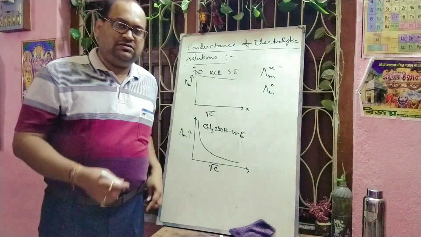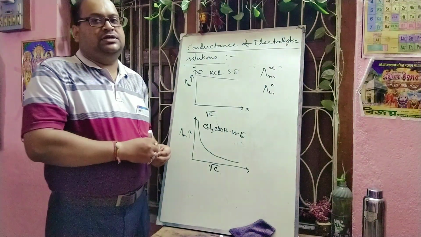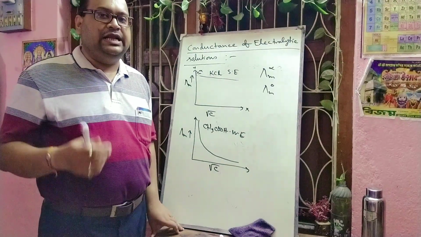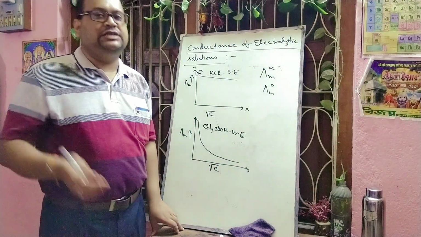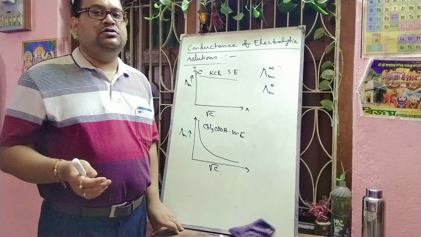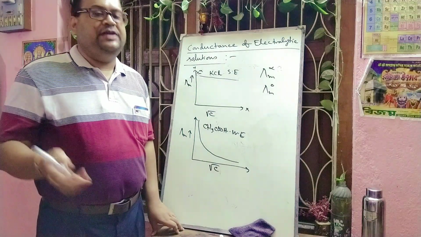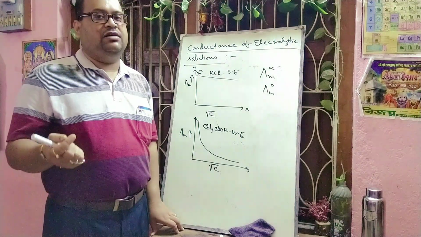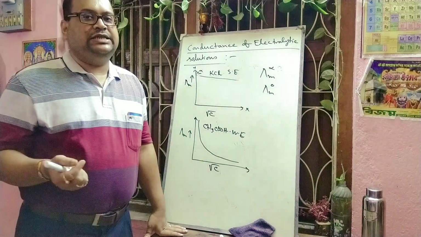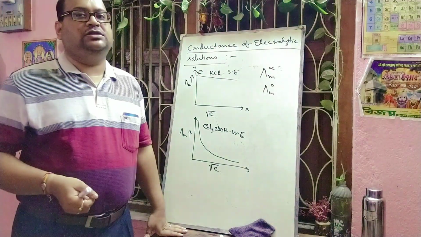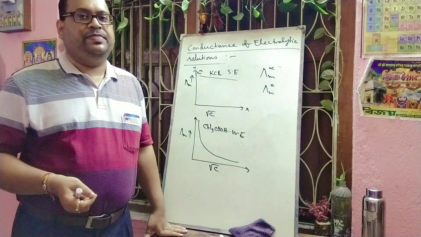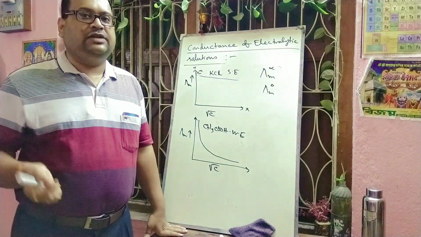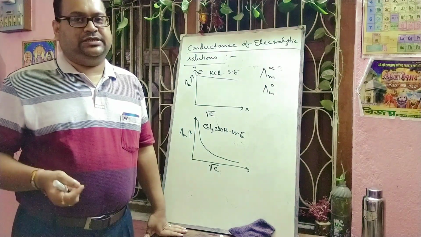And the last factor is the temperature. The conductance of an electrolyte increases with increasing temperature. This is due to the increase of the speed of the ions. If you increase the temperature, the speed of the ion, that is the mobility or velocity, will increase, and the viscosity of the solution decreases with rising temperature. So the conductance of an electrolyte increases with increase in temperature.